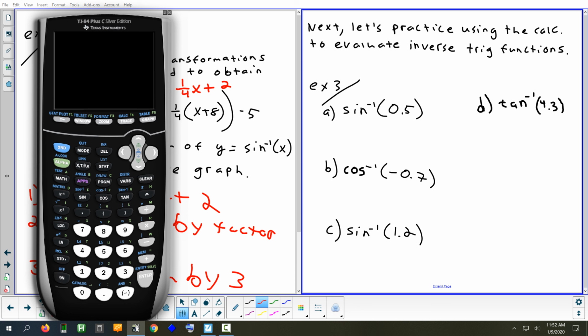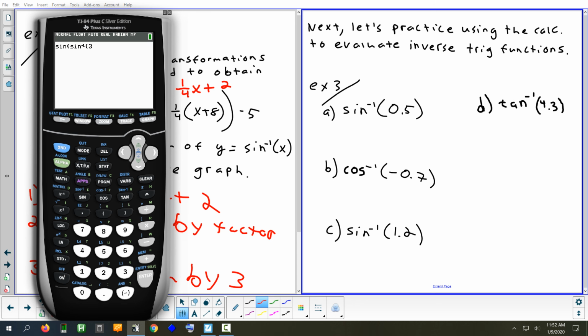Now, these aren't multiple choice. These are all short answer. So let's do them in degrees. Somebody tell me what buttons I have to press to do example A. Exactly, just button for button. Chris? Second sine, 0.5, enter. So in radians, the answer is 0.53.